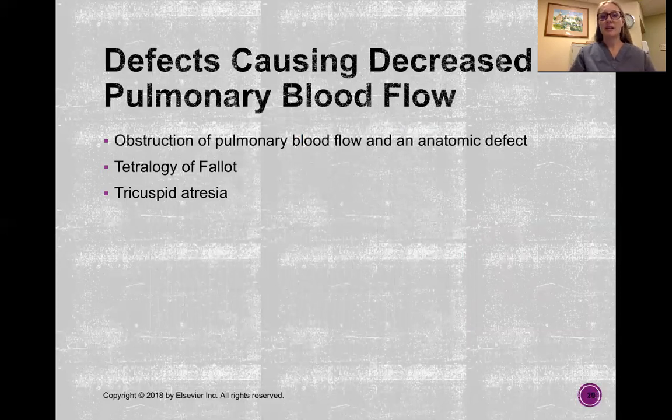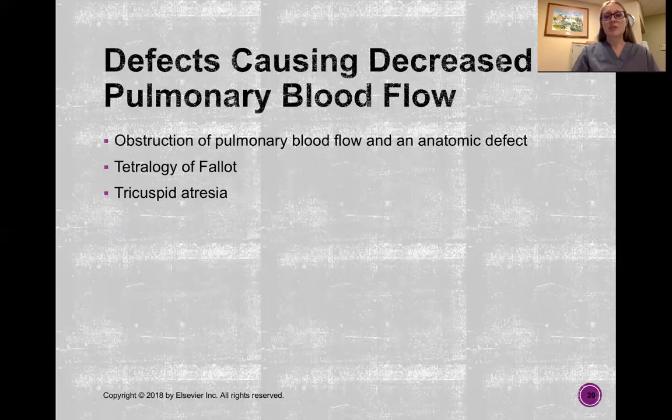And when we're looking at defects that cause a decrease in pulmonary blood flow, we can have obstructive defects, we can have various multiple defects. So tetralogy of Fallot is four common defects altogether. Tricuspid atresia is when the tricuspid valve isn't open at all. So these are all going to decrease the amount of pulmonary blood flow. Tetralogy of Fallot and tricuspid atresia are the most common of these types of defects.